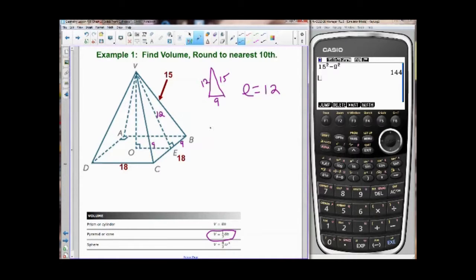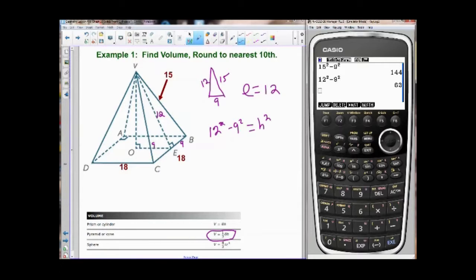So I'm going to do 12 squared minus 9 squared is equal to my height squared. A squared, well that's C squared minus 9 squared is equal to H squared. So 12 squared minus 9 squared is equal to this side right here. So here we go, 12 squared minus 9 squared, boom, and that's 63.